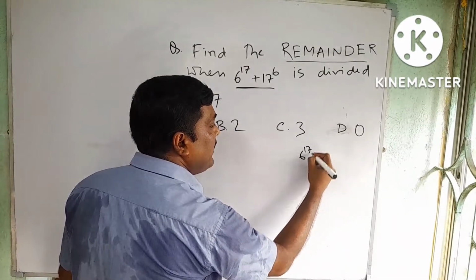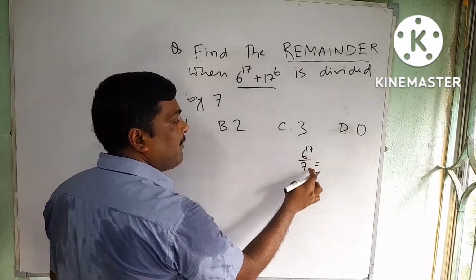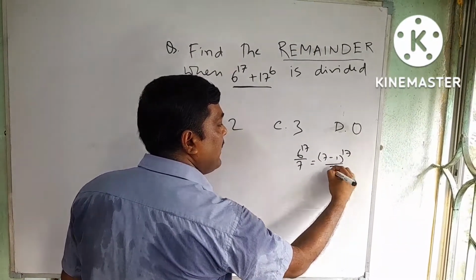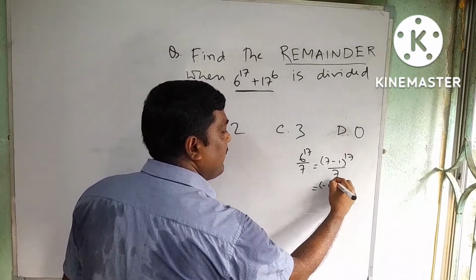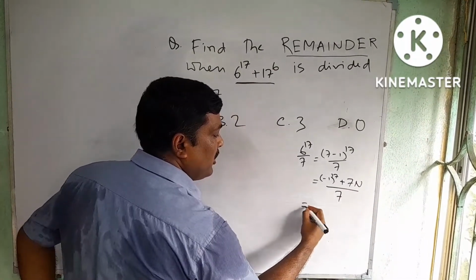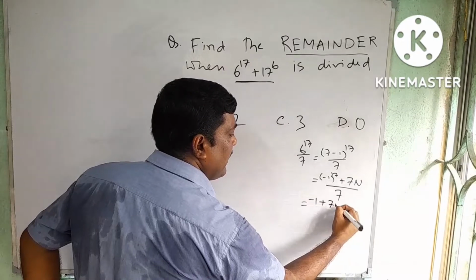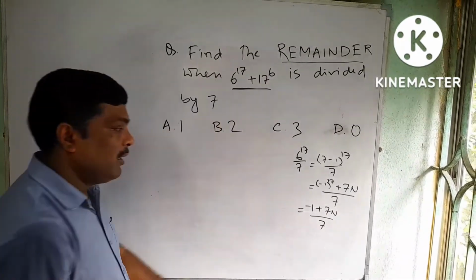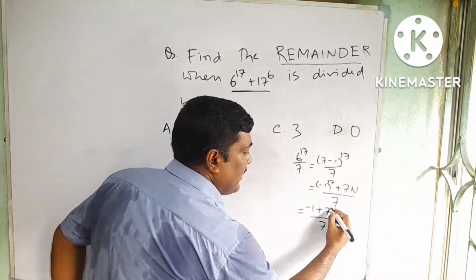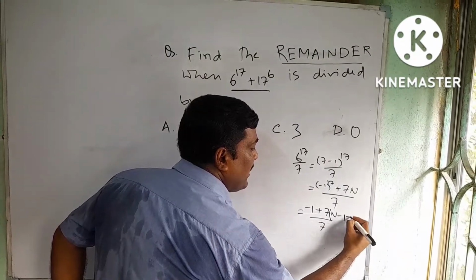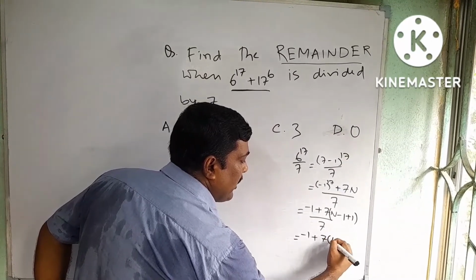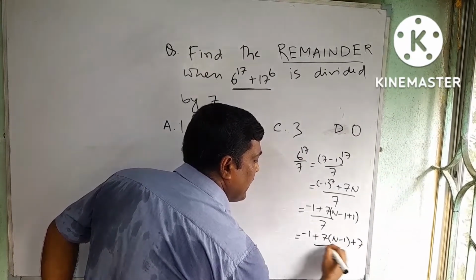6 to the power 17 divided by 7. So 6 can be written as 7 minus 1, so (7 minus 1) to the power 17 divided by 7. So this is (-1)^17 plus 7 into some natural number n, divided by 7. So this is minus 1 plus 7n divided by 7. In such a situation, 7n is divisible by 7, but the remainder is minus 1. So we write n as n minus 1 plus 1. So it is minus 1 plus 7 into (n minus 1) plus 7, divided by 7.